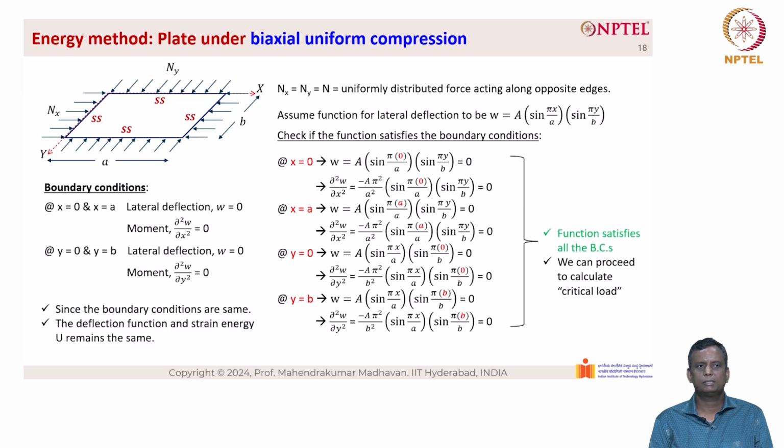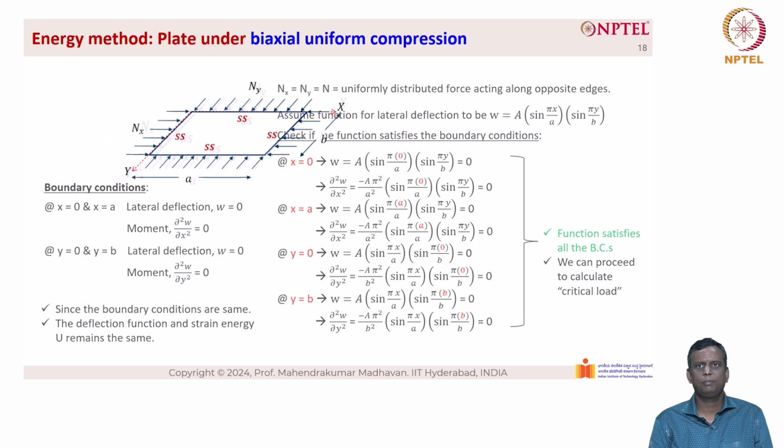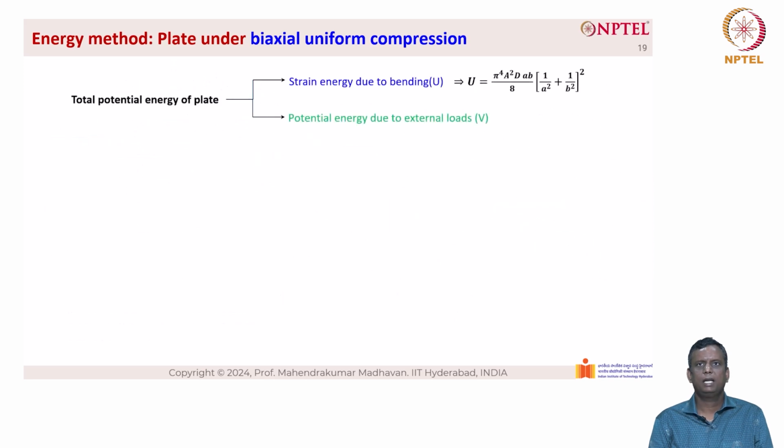Since the boundary conditions are the same, the deflection function and the strain energy U remain the same. Hence, the strain energy due to bending is given as U equal to pi power 4 A square D by ab by 8 into 1 by a square plus 1 by b square the whole square, which is the same as what we derived for uni-axial compression. Now the only change here is that the potential energy due to external loads due to biaxial compression will change, which is what we need to evaluate in this problem. So now let us look at the potential energy due to external loads V.